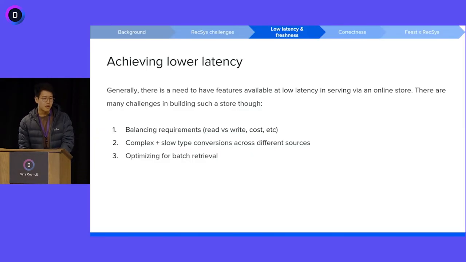So when I think about achieving lower latency, this is obviously a very big simplification. There's a lot of challenges that come into here. Three I wanted to call out. One of them is balancing all the requirements that you have, like read versus write and optimizing for cost. There's another aspect, which is around type convergence, which I think is really interesting and a pretty hard problem to solve. And then finally, there's also the whole branch of optimizations that go into making batch retrieval API performance.